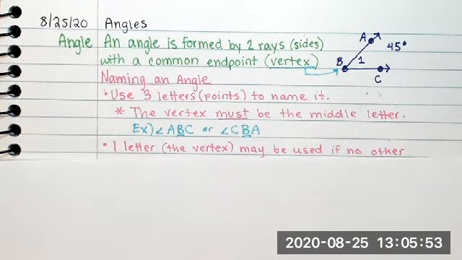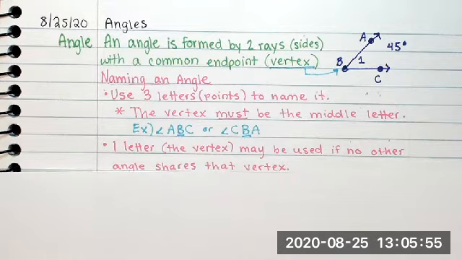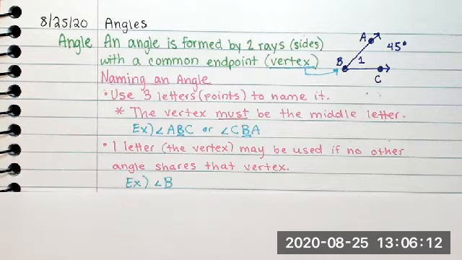One letter can be used if no other angle shares that vertex. So I could name that angle up there angle B because there are no other angles with a vertex at B. There's literally only the one. And that would look like this, angle B.